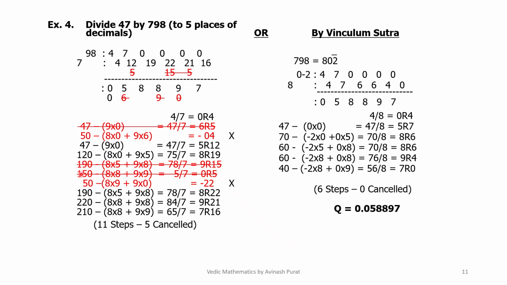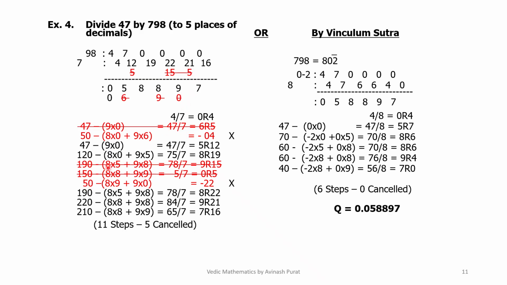But 150, when we consider minus 8 into 8 plus 9 into 9 equal to 81 plus 64, that's equal to 145, that is 5 by 7 equal to 0 or 5.